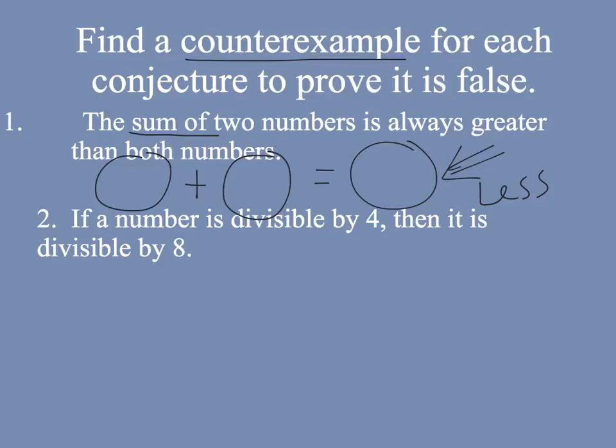So I know that if I add 2 negatives, I get another negative, and negative 5 is less than both negative 2 and negative 3. So this is my counterexample.